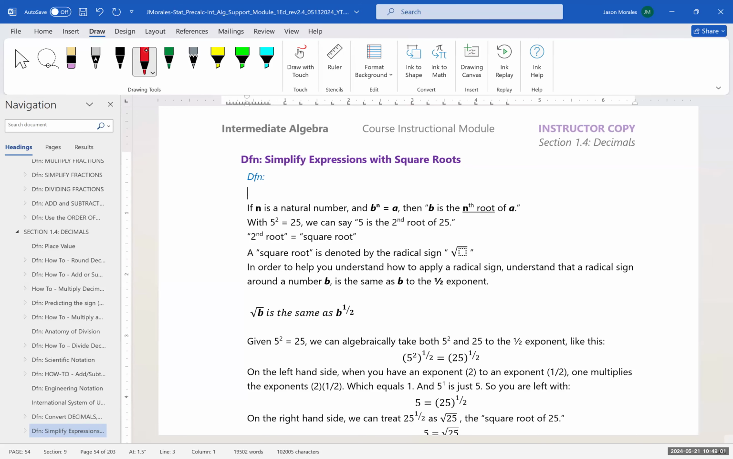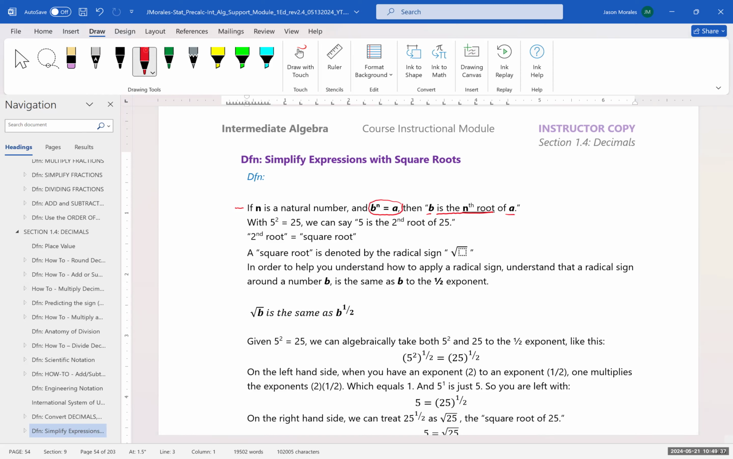All right, next let's look at square roots and simplifying expressions with square roots. So let me give you the basic form when we're talking about square roots. Let n be a natural number and b to the n equal to a. Then what we say is that b is the nth root of a. So when we say b is the nth root of a, we're kind of referring to this equality.